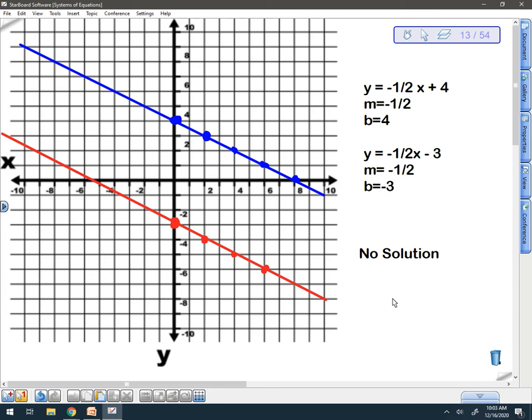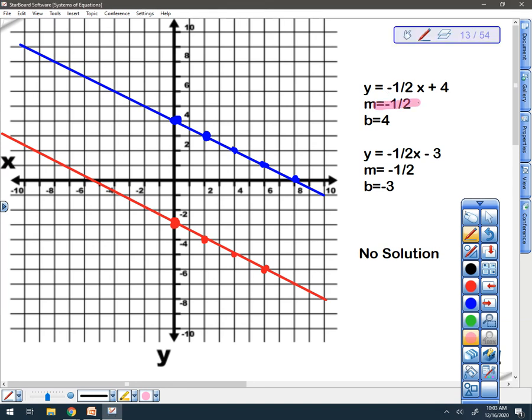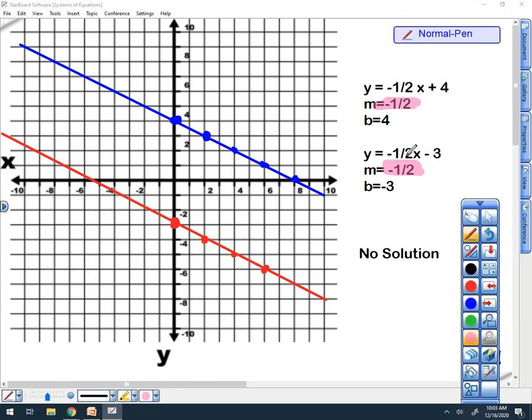Now, some of you, like I said, will start to notice things as you're doing these problems, and you'll notice, wait a minute, I got -1/2 for the slope and -1/2 for the slope again. Anytime you get the same slope but have different y-intercepts, it's going to be no solution. That's going to be a parallel line. They have the same slope, so they're moving the same, but they cross at different points, so they'll never touch. So that's one of those things where some of you could have looked at this and immediately gone, same slope, different y-intercept, it's no solution.